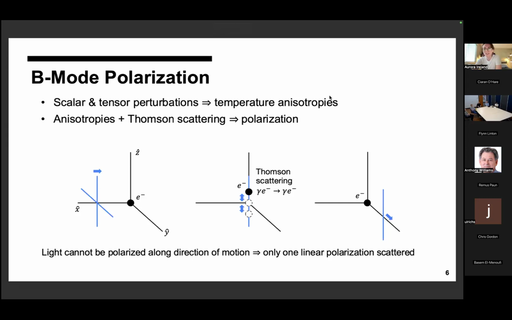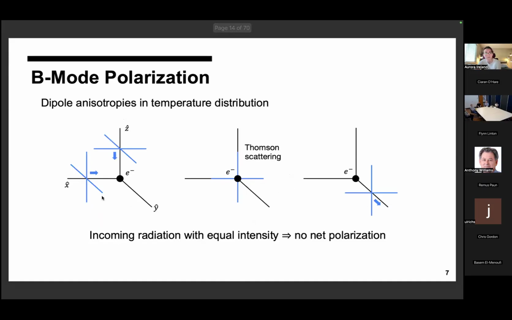Do feel free to stop me because I feel like I tend to speak really quickly if not stopped. Right. Okay. So B-mode polarization. Very generically, in the early universe, if you have scalar or tensor perturbations, these are going to create temperature anisotropies, and temperature anisotropies through Thomson scattering get transformed into polarization of the scattered photons. So you can imagine some photon coming in. There's an electron here. It's going to Thomson scatter, and then get emitted. And because the light, of course, can't be polarized in the direction of motion, only one linear polarization is going to be scattered.